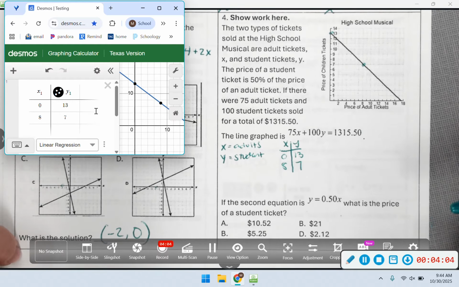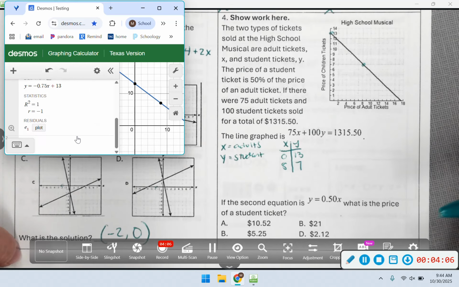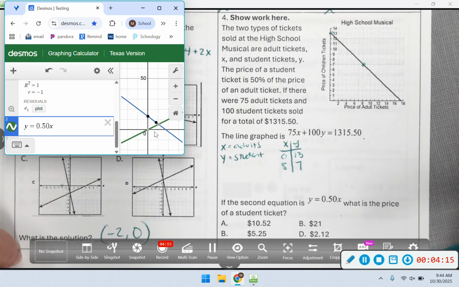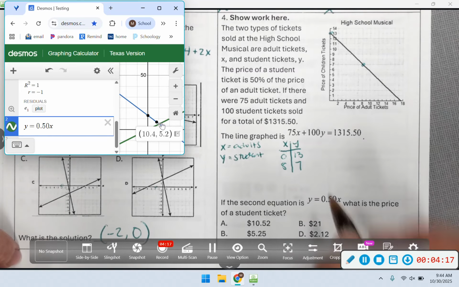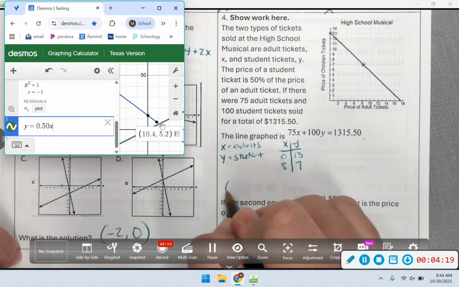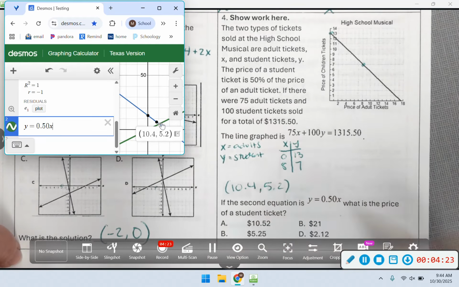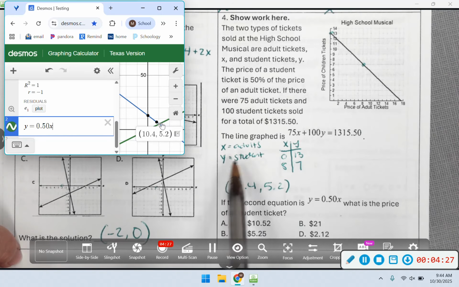My other equation, I actually have an equation, so y equals 0.50x, and then I can see where they touch. They touch right here at 10.4, 5.2, but I have to realize it says what is the price of a student ticket? Well, student tickets is y, so 5.2. B is my closest answer.